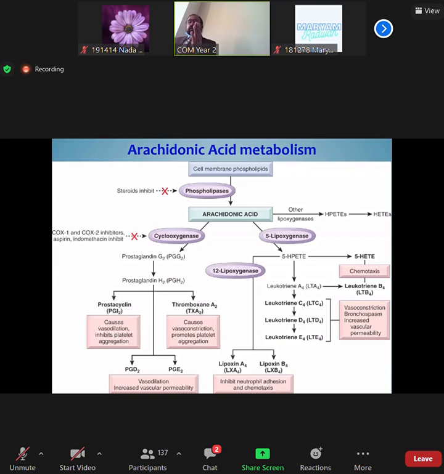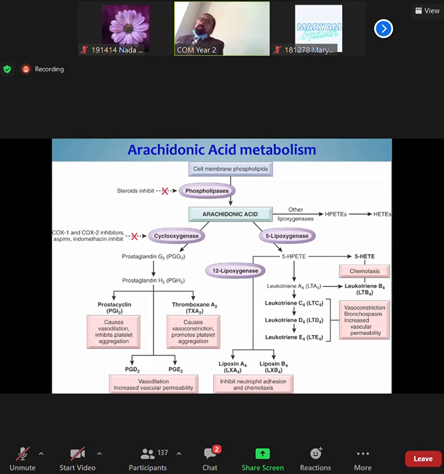So if you see this chart, it will say that although phospholipid is present in the cell membrane, it has to be activated through the phospholipase enzyme. And this phospholipase enzyme is activated by different cytokines, right? So when it is activated, it has two different pathways. One is cyclooxygenase and the other one is lipoxygenase.